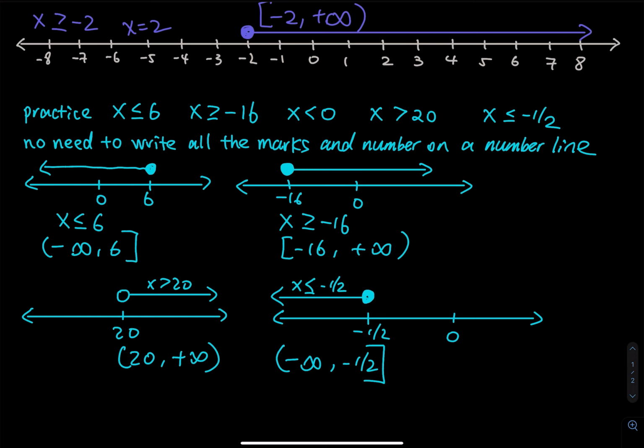Let me say this one more time. Equal, solid circle, square bracket. No equal, open circle, parenthesis. And for infinity, regardless of positive or negative, you always use parenthesis. Parenthesis means not including that number. Square bracket means including that number. Parenthesis is not an exact value. That's why you never include them.